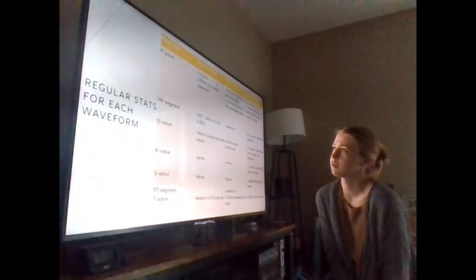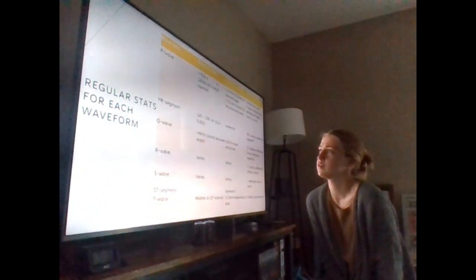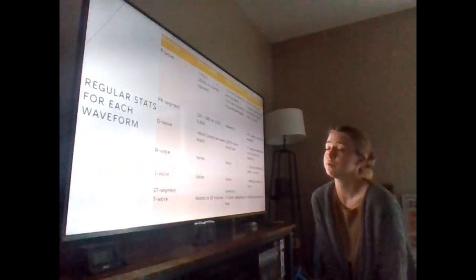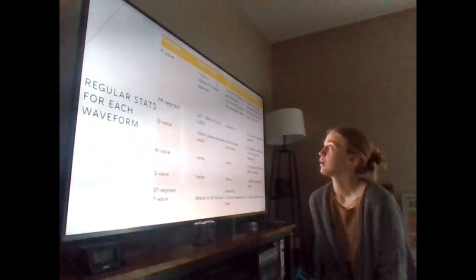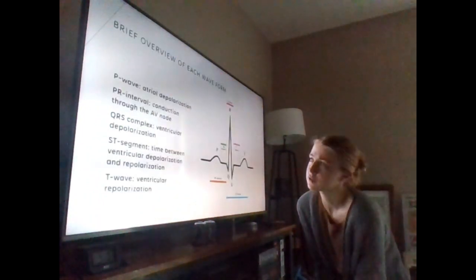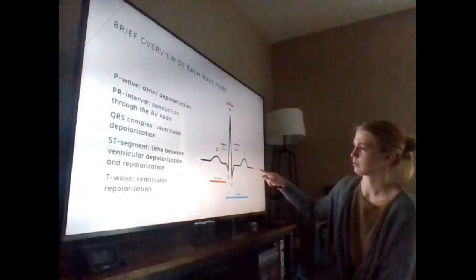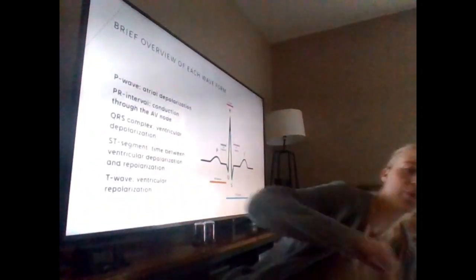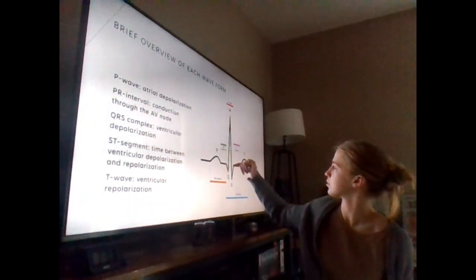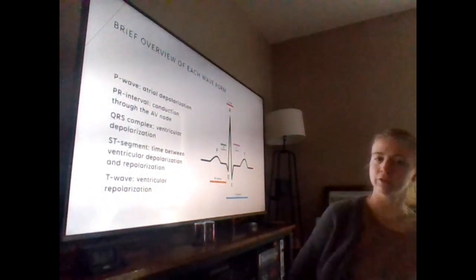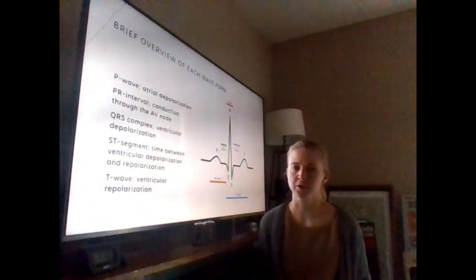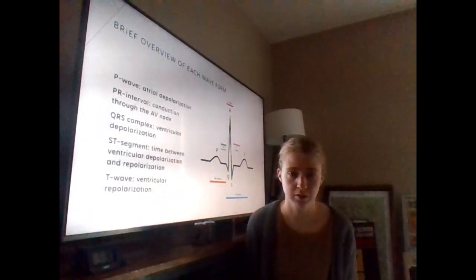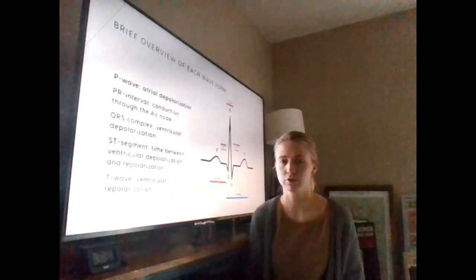So your PR segment should be between 0.12 and 0.20 seconds, or 120 to 200 milliseconds. It should be isoelectric, which basically means it lines up with all of this. When we go look at 4-lead rhythms, we'll talk more about what it means to be isoelectric. For most of our interpretations today, it's not as critical.